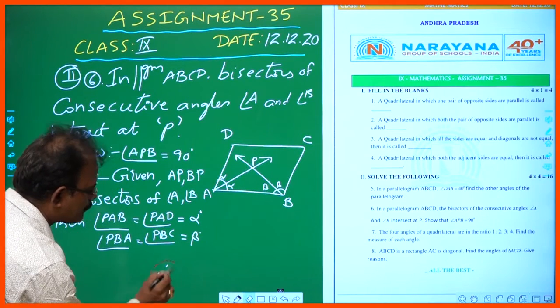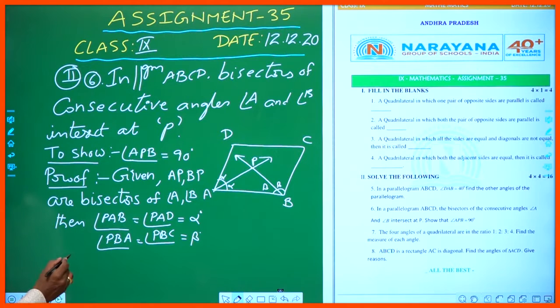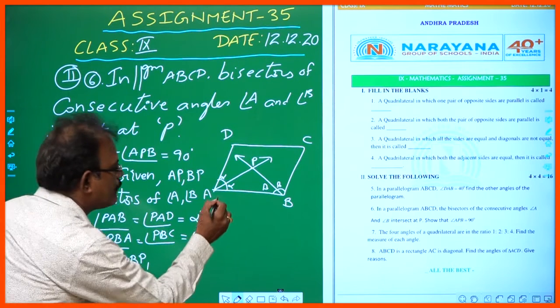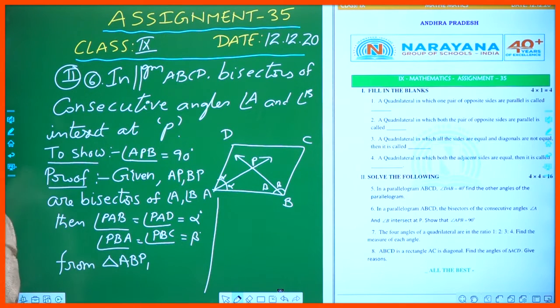Now, from triangle ABP, the sum of the three angles is 180 degrees. We know that.